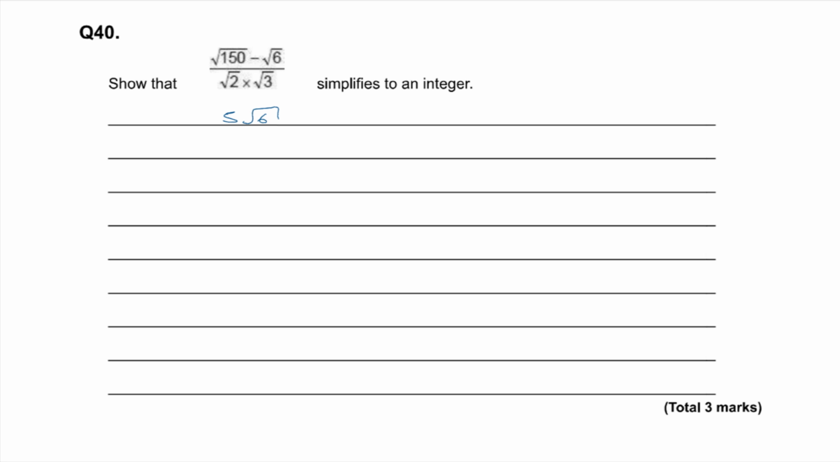root 6 on the top, and I've got that minus root 6 there, and then I've got root 2 times root 3. Well, root 2 times root 3 is the same thing as root 2 times 3. 5 root 6 minus root 6. If I've got 5 root 6 and I take a root 6 away, I'm left with 4 root 6. So 4 root 6. And root 2 times 3 is the same thing as root 6. So I've got 4 root 6 divided by root 6. So I can cancel that with that, and lo and behold, it leaves us with an integer, which is 4.